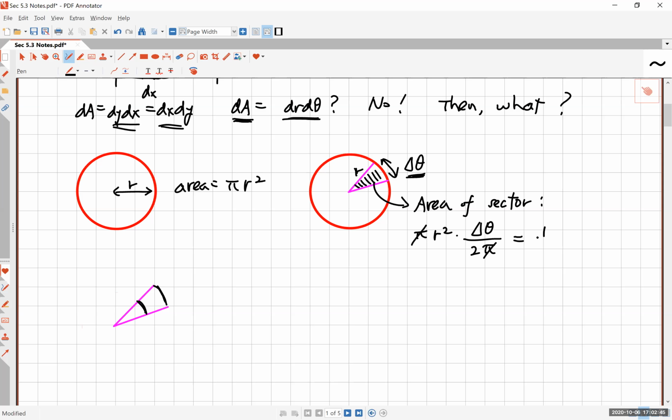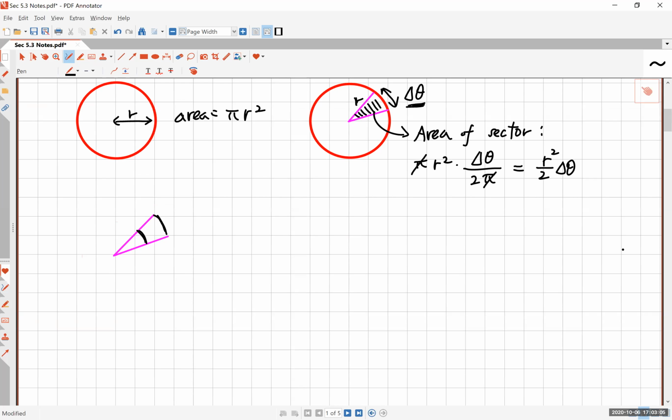So this is simply 1/2 delta theta times r square. Oh, I guess I should say r square over 2 times delta theta. Not to be confused with some fraternity called delta theta. But that's a simple equation for the area of a sector.